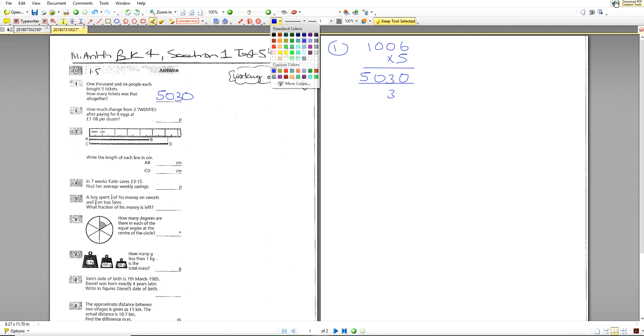Question number 2. How much change from 3 20s after paying for 6 eggs at £1.08 per dozen? First of all, it says how much change from 3 20s? Well, 3 times 20 will give us 60. After paying for 6 eggs at £1.08 per dozen. So we've got £1.08, which is 108 pence, and that's for a dozen, so that's for 12. So you've got to work out the cost of one of those eggs. So 12 to 1, this is called ratio, direct proportion. We have to divide it by 12. 12 divided by 12 is 1. What we do on this side, we must repeat on this side.